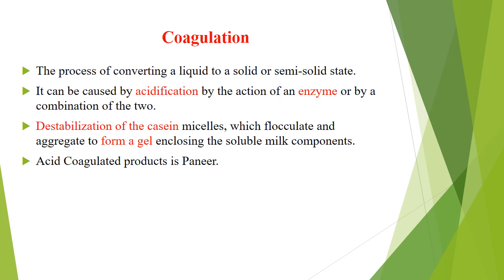This is by acidification. And the second one is by action of enzyme. When an enzyme is added to the milk, it starts to coagulate. For example, rennet, which is an enzyme, when added to the milk, makes it coagulate. So cheese is a product obtained by enzyme coagulation, and paneer is a product obtained by acidification. What happens during coagulation is that casein, which is a milk protein, destabilizes and aggregates to form a gel enclosing the soluble milk components. This is known as coagulation.